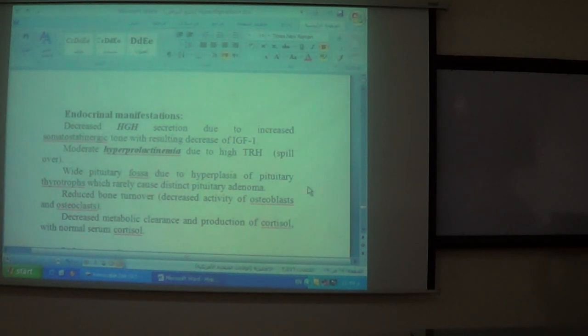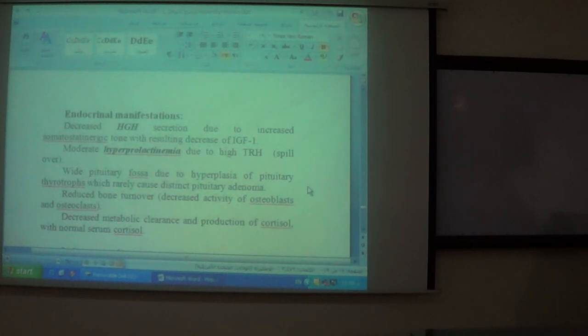Moderate hyperprolactinemia due to high TRH, so alongside the increase in TSH there is an increase in prolactin. Widening of the pituitary fossa, enlargement of the size of the pituitary fossa due to hyperplasia and enlargement of thyrotroph cells causing increased stimulation of thyrotrophs. So the widening of the pituitary fossa can even lead to a misdiagnosis of pituitary adenoma with advanced and long-standing hypothyroidism. Reduced bone turnover, decreased activity of osteoblasts and osteoclasts.